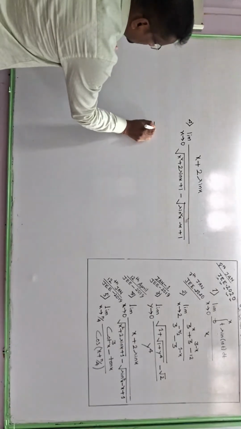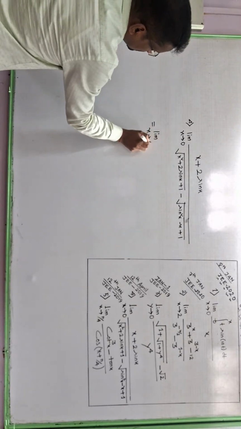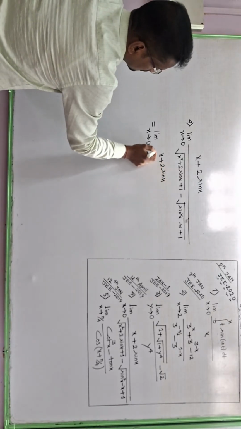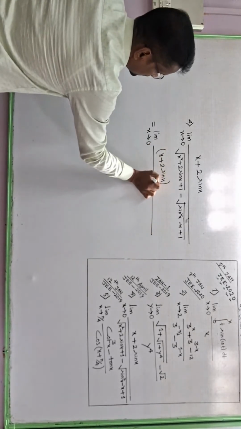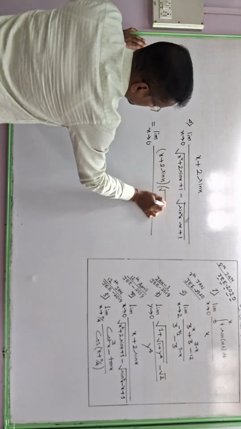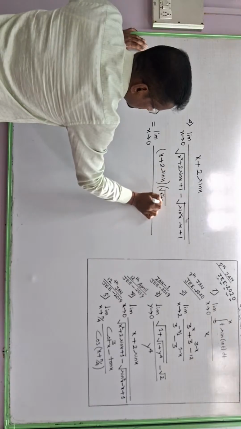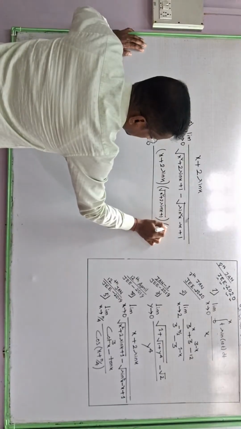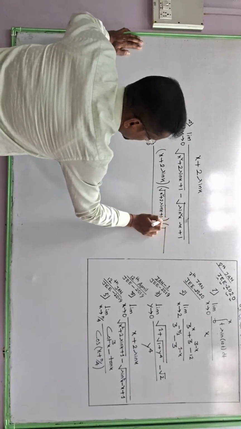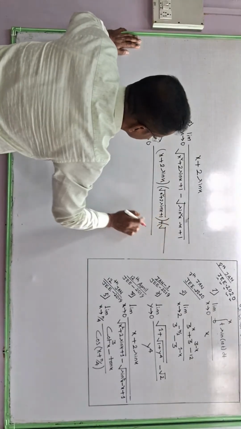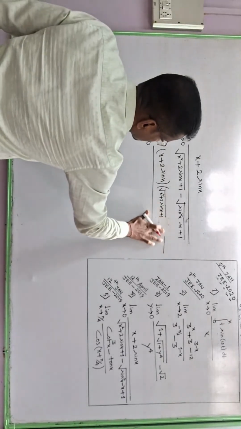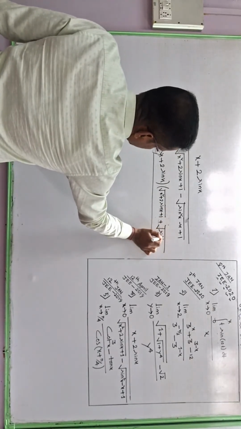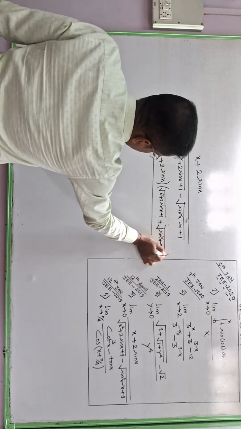So if you do that, what happens? Limit x tends to 0 of x plus 2 sin x divided by, and here you can write this term, under root over x square plus 2 sin x plus 1, plus under root over sin square x minus x plus 1.